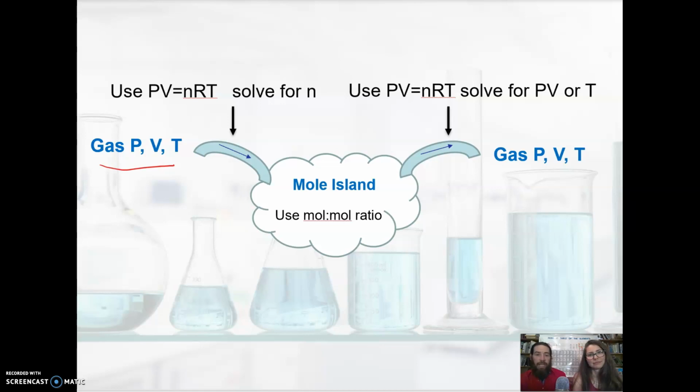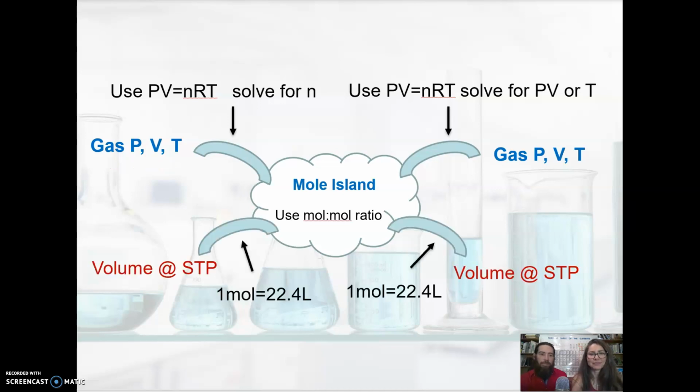So if we have a gas and we have a pressure, volume, and temperature, we can solve for n. We have R. We always have R. That's the constant. So given those, we can solve for n, get onto what we call mole island, have the number of moles, then use our balanced equation in the mole-mole ratios to convert to moles of something else. Then, if it were a gas, we could solve for the pressure, we could solve for the volume, we could solve for the temperature.